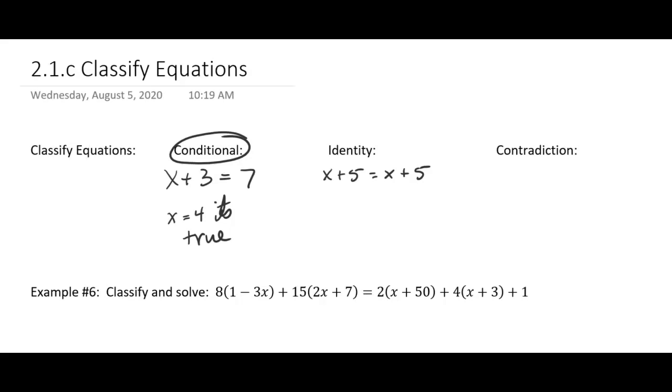So a lot of times, though, they'll want to know what the solution is. Well, it's true for all real numbers for x. And so sometimes they'll write, the solution is all real numbers. This is always true, by the way, and it's not dependent on the value of x. It's always going to be true. We can say the solution is all real numbers. Sometimes books will say that.